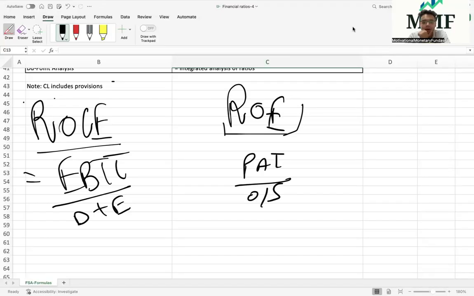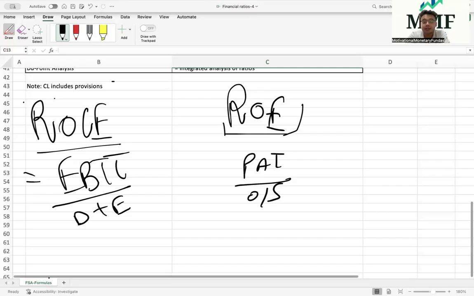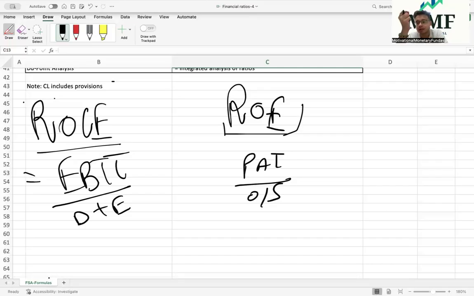Okay. Yeah. So in ROCE, you have the earnings before interest and tax in the numerator, and in the denominator you have the debt plus equity. First we'll try to understand the numerator, the EBIT component, right? This EBIT, which is your earnings before interest and tax, is the operating profit of the firm.